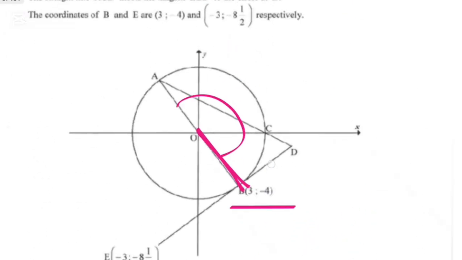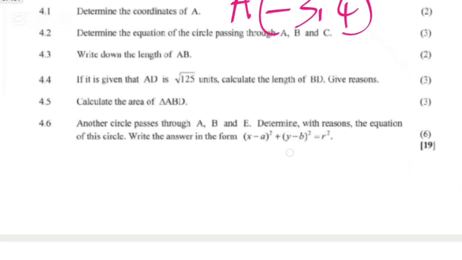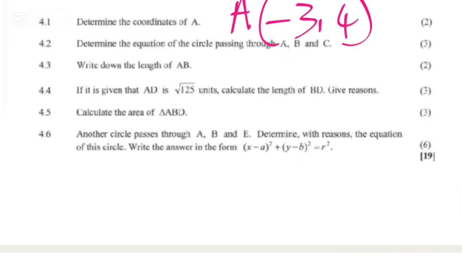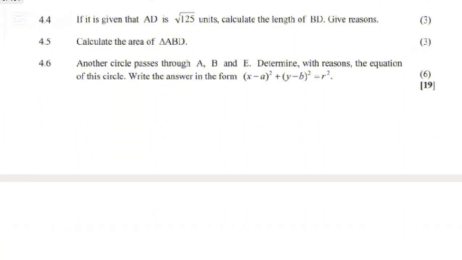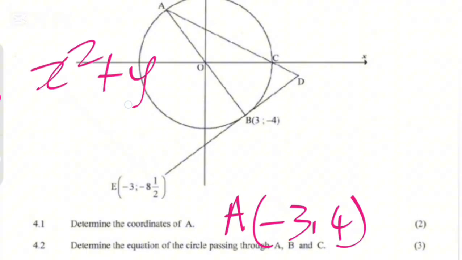Determine the equation of the line passing through A, B, and C. Let's look at the line passing where? A, B, and okay, what are you looking for? Determine the equation of the circle, not the equation of a line. Equation of a circle. So finding an equation of a circle, the circle is centered at the origin. You see, it's easy that way. So it's going to be x squared plus y squared equals r squared.